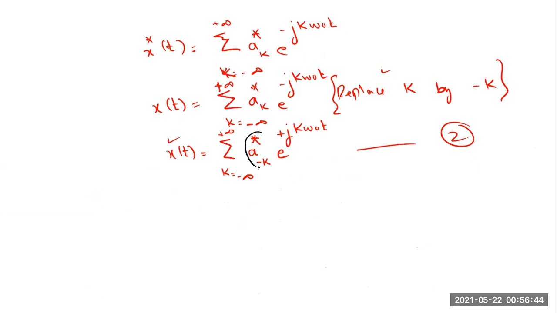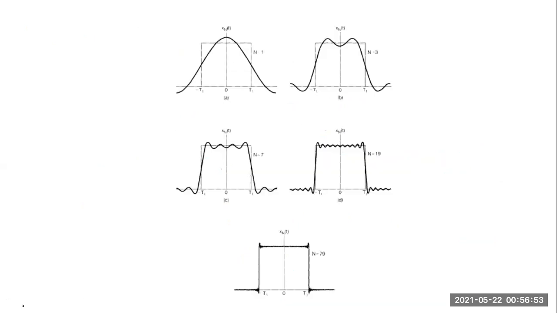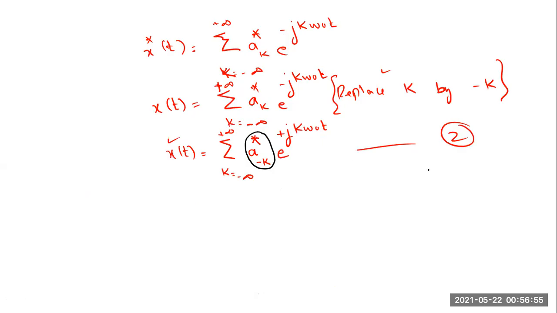this thing and this thing must be equal. They must be equal. So comparing 1 and 2, we get a result that ak must be equal to a minus k conjugate.